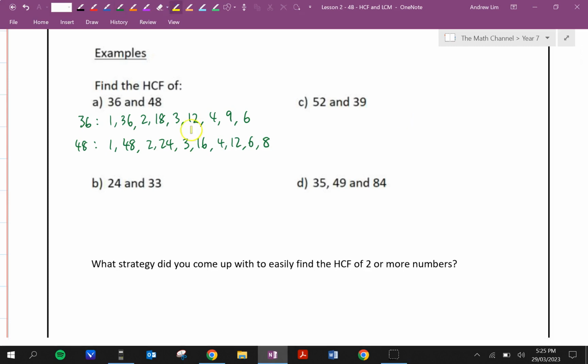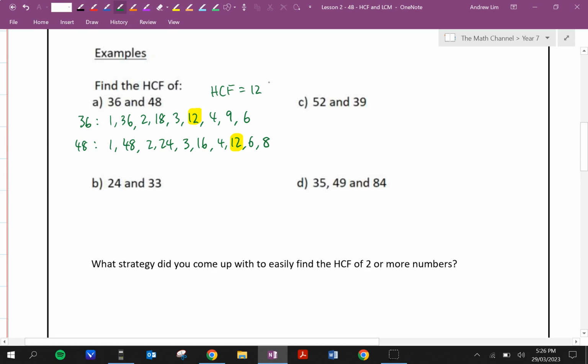Then we have a look. What is the biggest number that we can see in both of these lines? I can see the biggest number here is 36, but there's no 36 in this line. The next biggest number is 18. No 18 here. The next biggest number here is 12, and it appears here as well. So therefore the highest common factor is equal to 12.